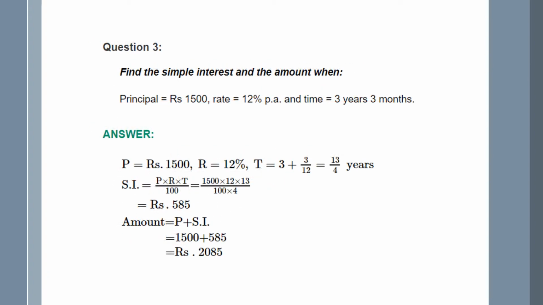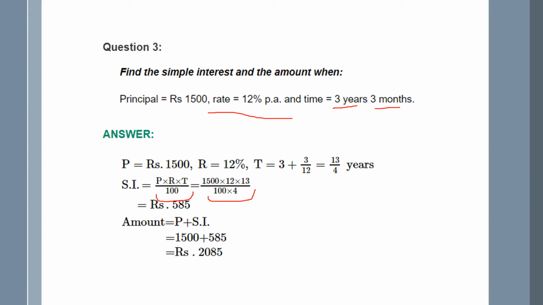I'm doing the odd parts for you students, and you have to do the even parts. Find the simple interest and amount. It's the same. Principal, rate and time are given to you, and you have to put in the formula P into R into T by 100 and just calculate the values. In this question, one different thing is given to you, that is, time is 3 years 3 months. Okay, this is different in this question.